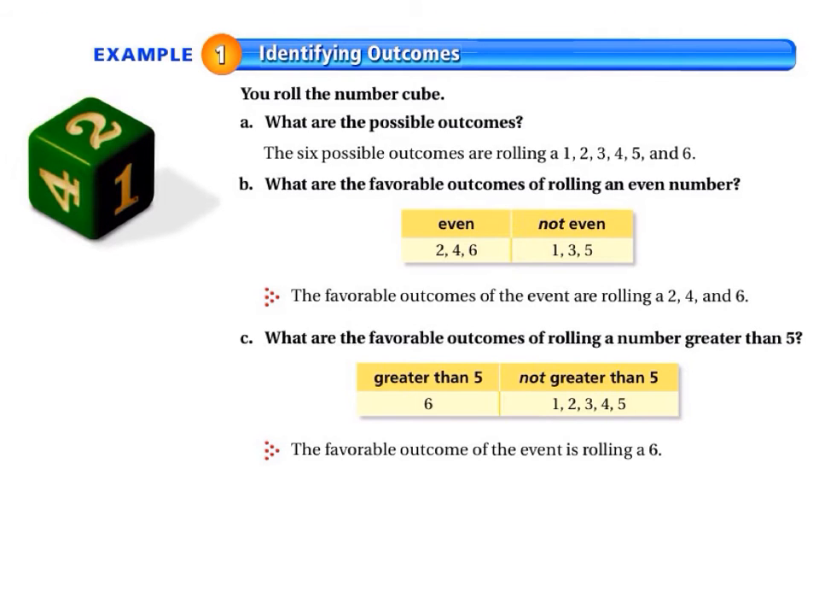Today we'll be starting on page 386 in your math textbook, Example 1, Identifying Outcomes. You roll the number cube. A. What are the possible outcomes?